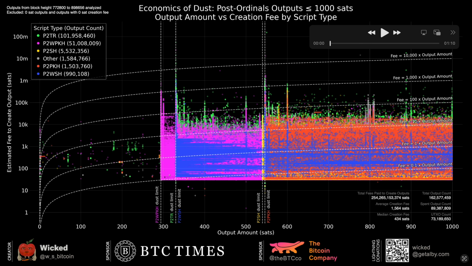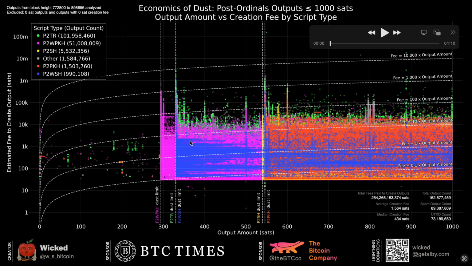The color shows the script type, and that's not really the main focus here, but it's relevant because each script type has a different dust limit. And then I've added vertical lines to mark those limits. So we have the P2WPKH dust limit, which is the lowest one at 294 sats. Taproot dust limit is at 330 sats, and it's actually the same dust limit as P2WSH. And then on the upper end we have P2SH dust limit at 540 sats, and at the top P2PKH at 546 sats.